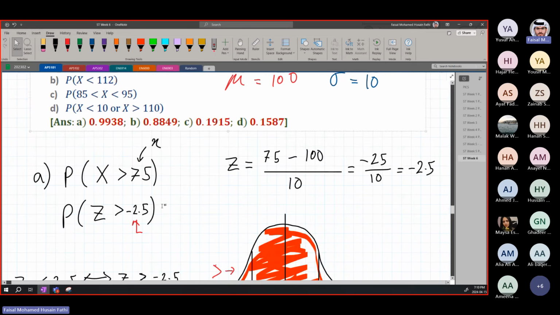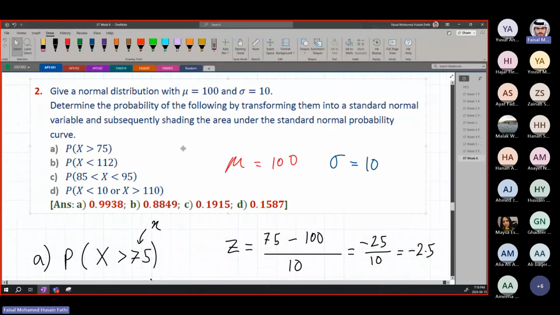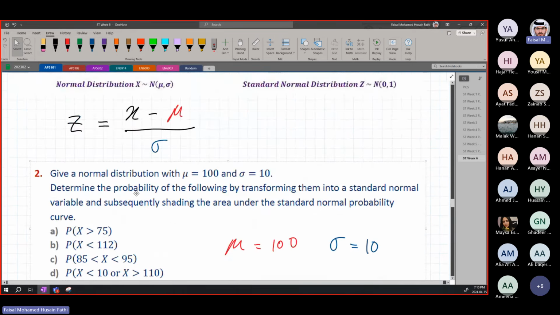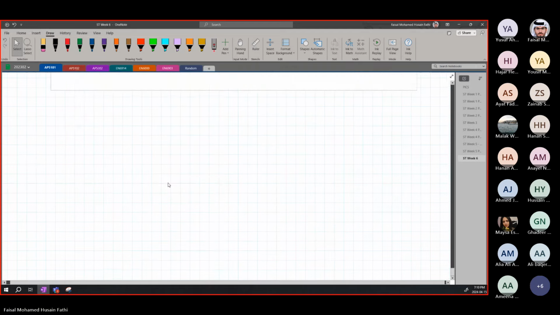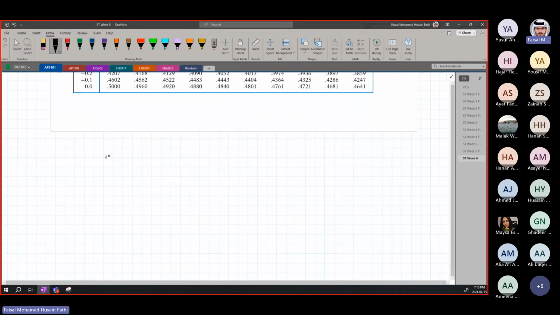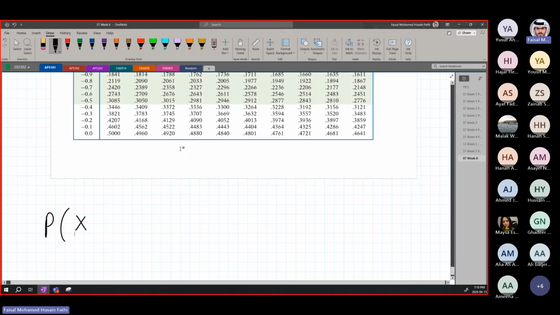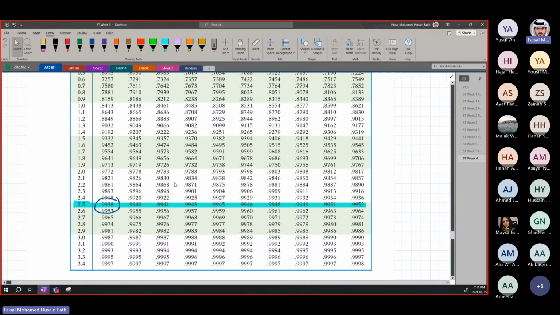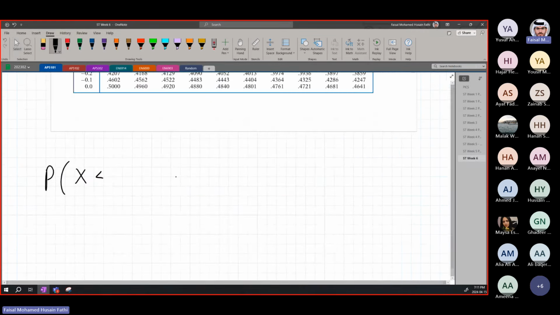Okay, Zain. Good. At least some of you are getting this concept, which is good. We're going to do a few more questions so you know how this is going to look. Again, the same question, but now x is less than 112. I'm going to try to solve this entire question and conclude with that. So now again we have P of x less than 112.